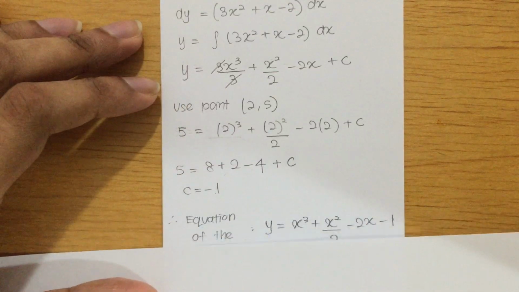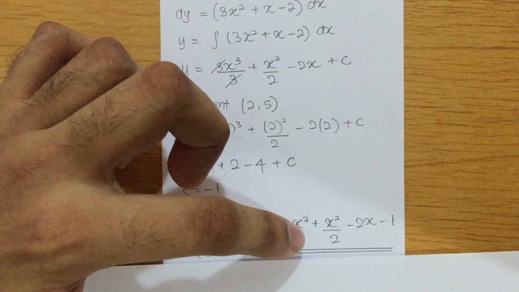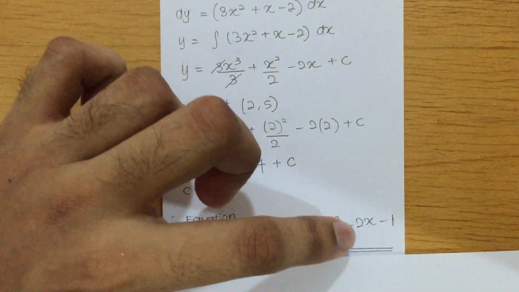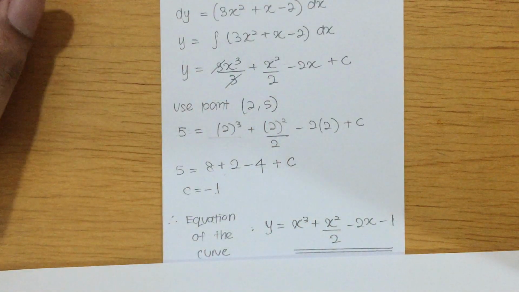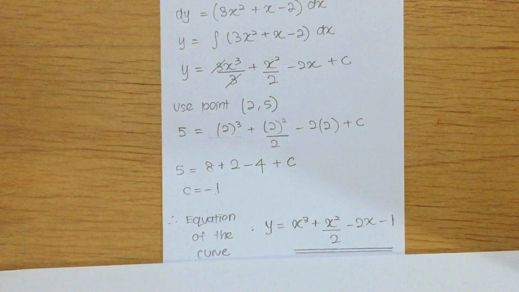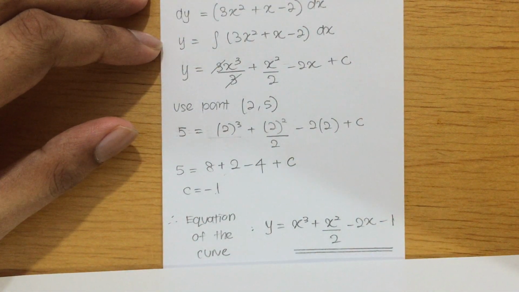So from here you get the equation of the curve is y equals x cubed plus x squared over 2 minus 2x minus 1. So don't forget to rewrite the whole equation guys. If you don't write this, you might lose your marks. Okay, we have already solved the part A question. Let us proceed to part B now.